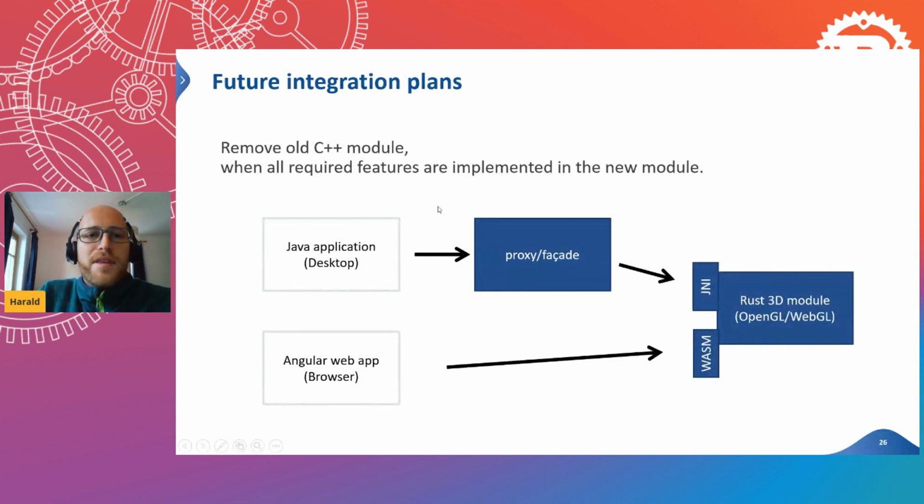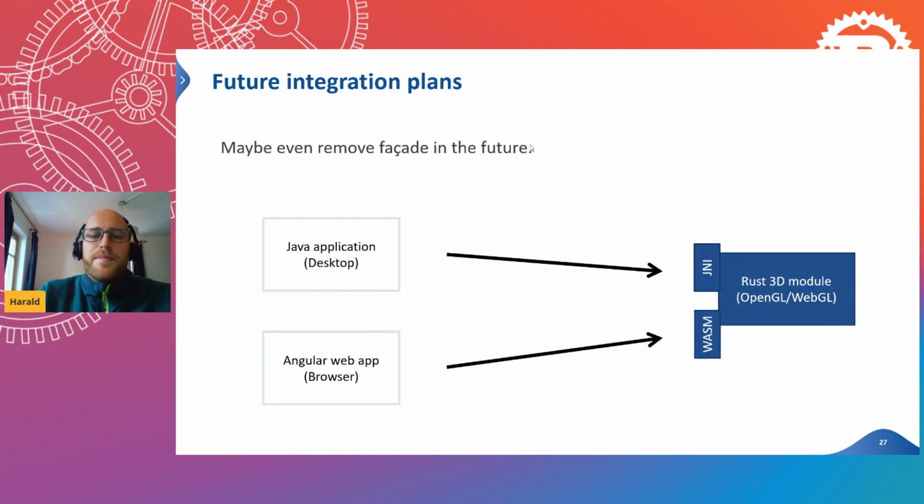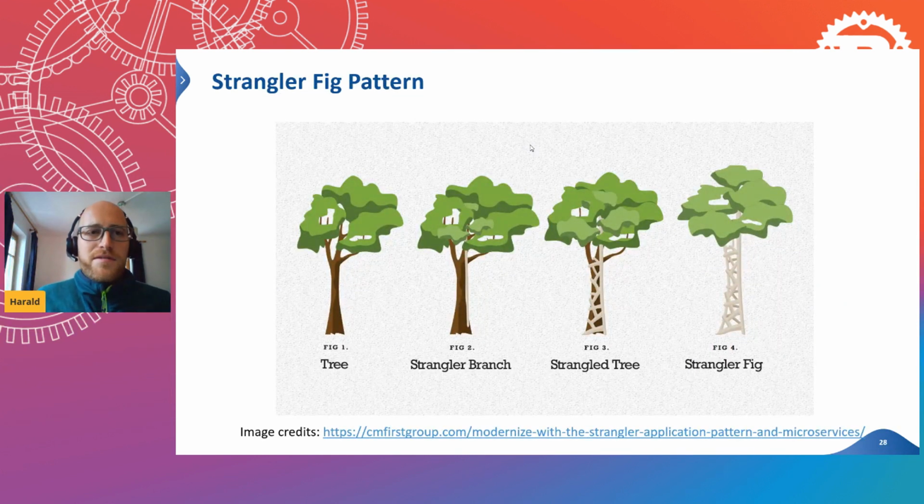And once all the features of the old module are also there in the new module, we can even consider removing the old module, or even the proxy and the facade if you don't need it anymore. This is a pattern called the Strangler Fig pattern. I really like this illustrative analogy. It's named after the strangler fig, which starts growing in the top of a tree and grows down and wraps the host tree until the host dies, and basically the tree will be made of the strangler fig eventually.